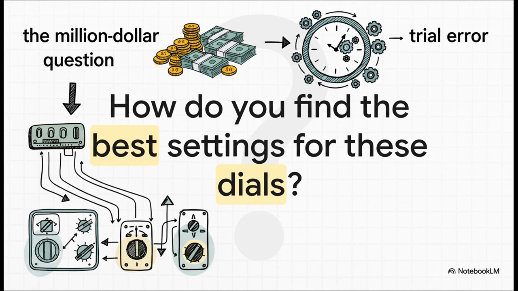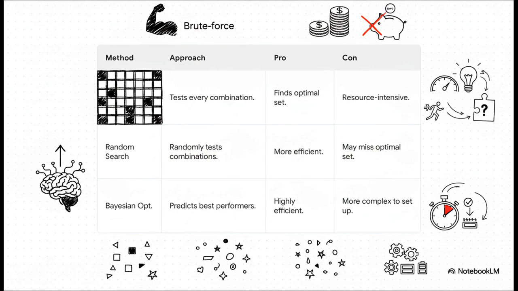So that's the big question, right? How in the world do you find the perfect settings for these dials? I mean, you could just guess and check, but that's a recipe for wasting a lot of time and money. Luckily, there are automated ways to do this, and we call it hyperparameter tuning. Here are the most popular strategies. You've got grid search, which is the brute force method. It tries every single combination you give it. It will find the best one, but it's incredibly slow.